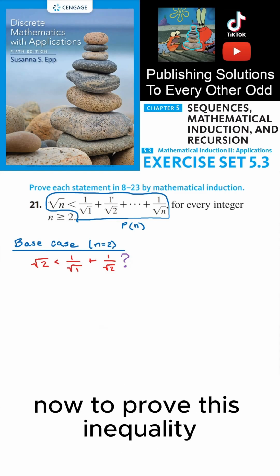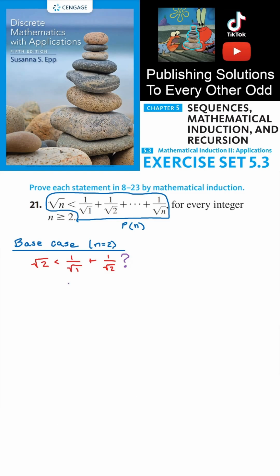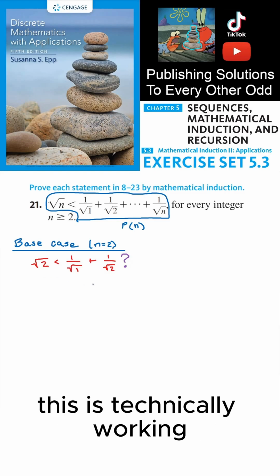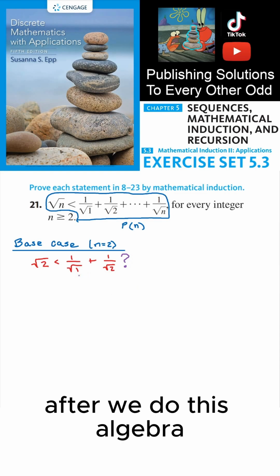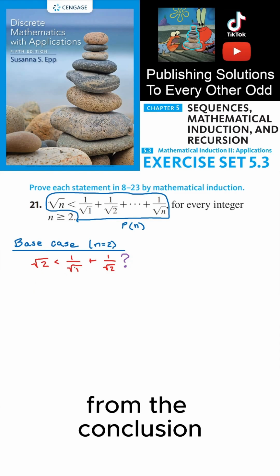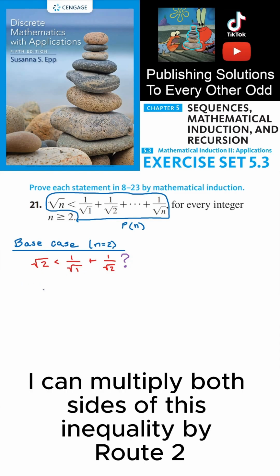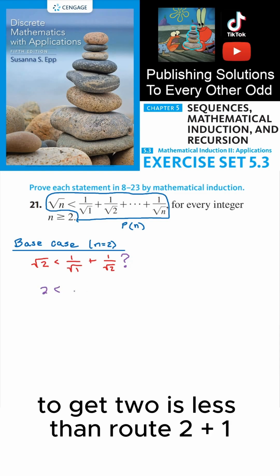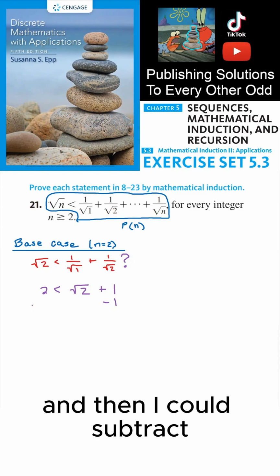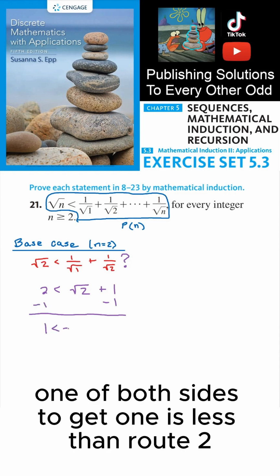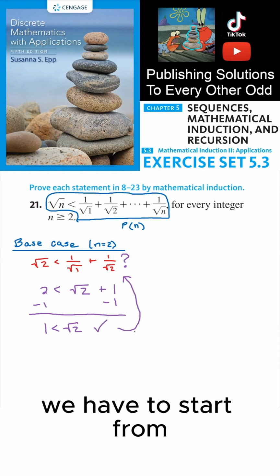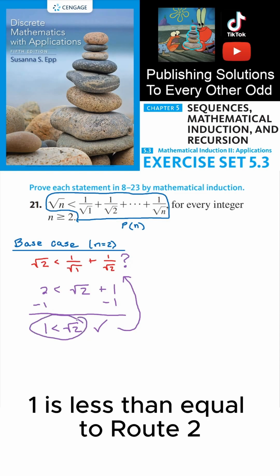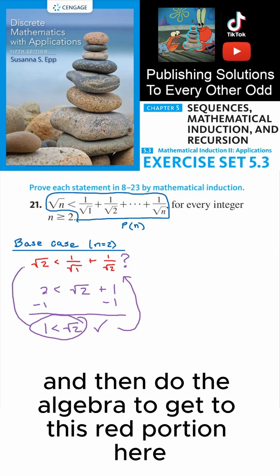Now, to prove this inequality, I'm actually going to work algebraically from our conclusion. This is technically working backwards from our conclusion, so we'll have to be a little more careful about how we present this proof. I can multiply both sides of this inequality by root 2 to get 2 is less than root 2 plus 1. Then I can subtract 1 on both sides to get 1 is less than root 2. That's definitely true. So if we want to prove the base case, we have to start from 1 is less than or equal to root 2 and then do the algebra to get to this red portion here, which is the base case.